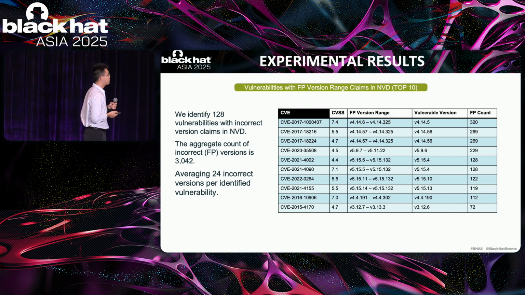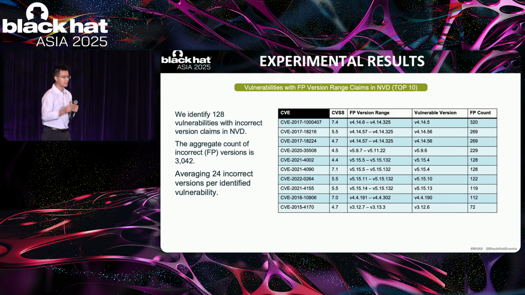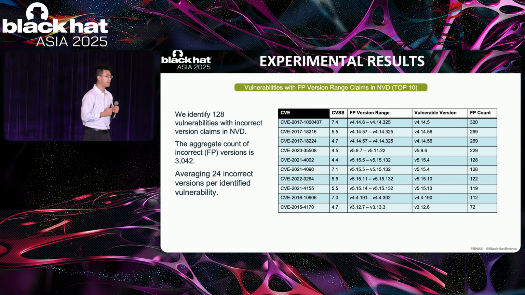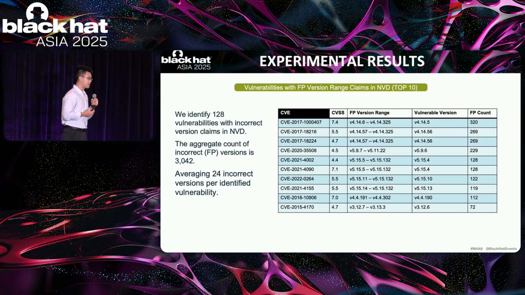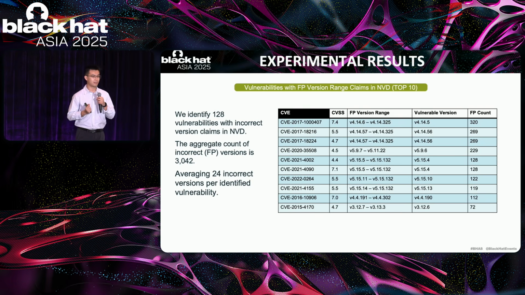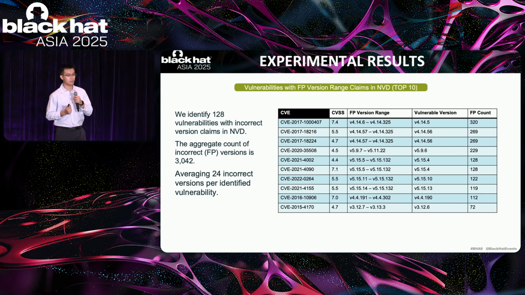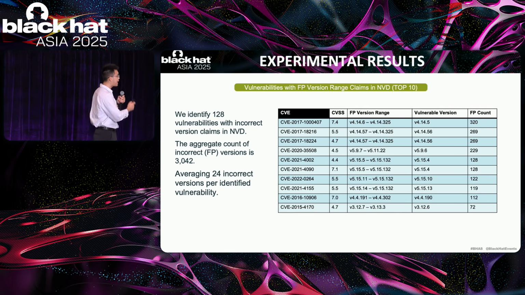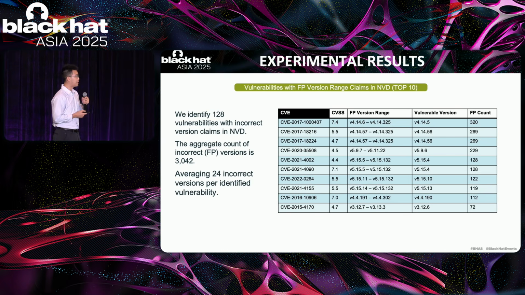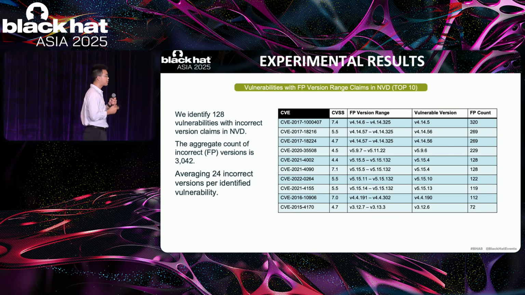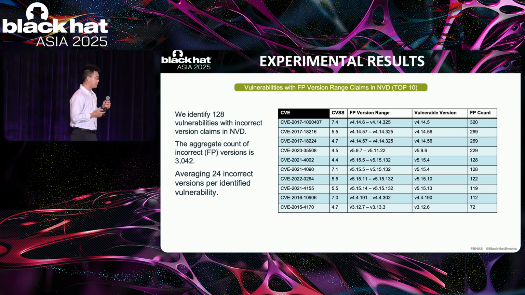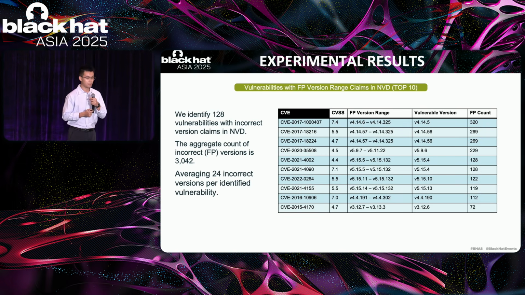And here, we also use KernJC to run through all the kernel vulnerabilities in the NVD database. We want to see how many incorrect versions for vulnerabilities exist in the NVD database, because this is a database used by many people all over the world daily. And we identified more than 100 kernel vulnerabilities with incorrect version claims in NVD. And still, if you use these versions for the vulnerability reproduction, you will fail.